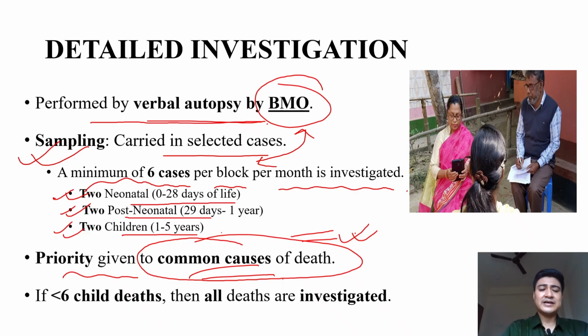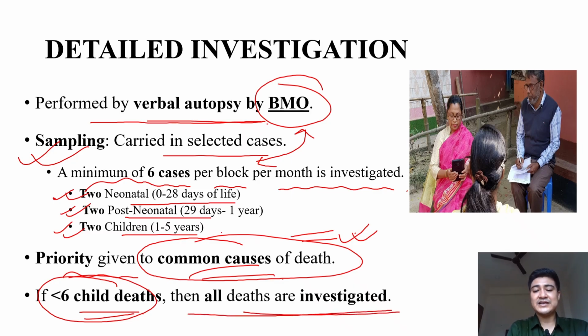If somehow there are less than 6 child deaths, then all the deaths are investigated in detail. This is the basis of detailed investigation, which is done by the district nodal officer with the help of the block medical officer. Moving on to the next slide now.